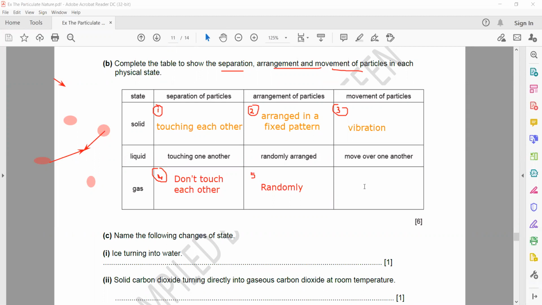And the movement of the particles: moving rapidly in all directions, or you can also mention random.